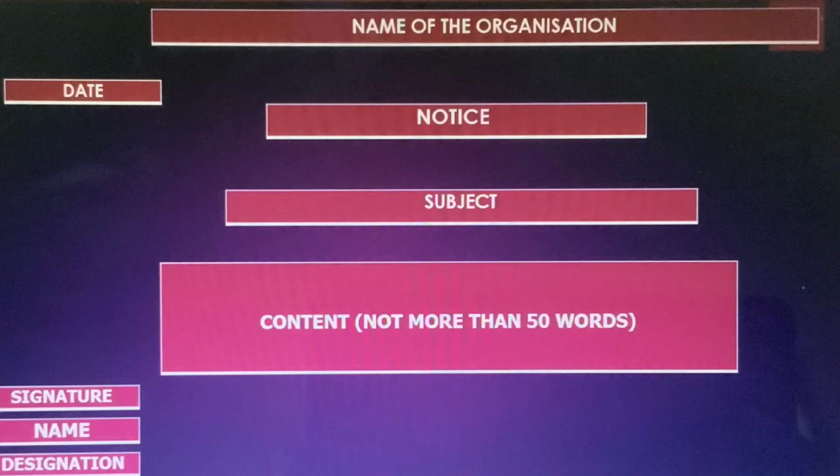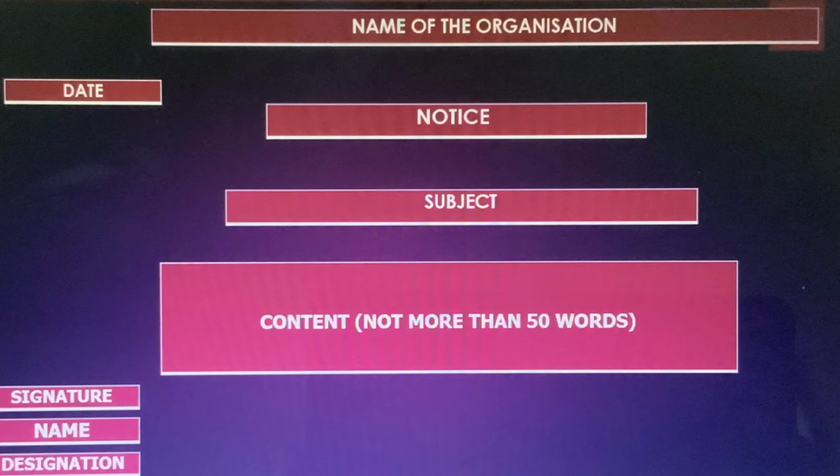Now the common mistake here is students write subject, give a hyphen, and then write what it is. Do not write this word subject. That is not required. You can straight away write whatever it is. Then we move on to the content. The content would be not more than 50 words without the articles and determiners.